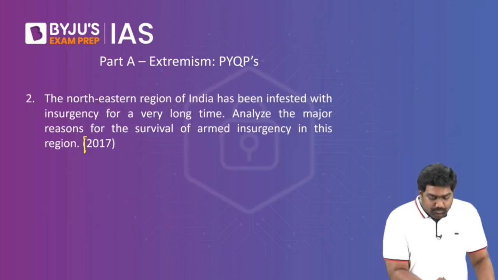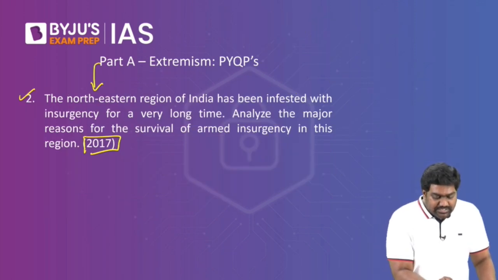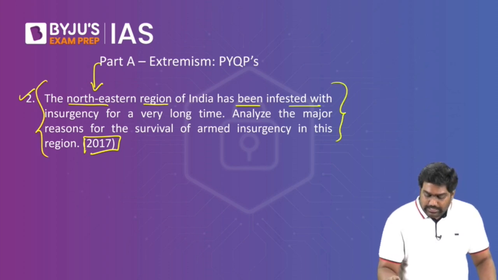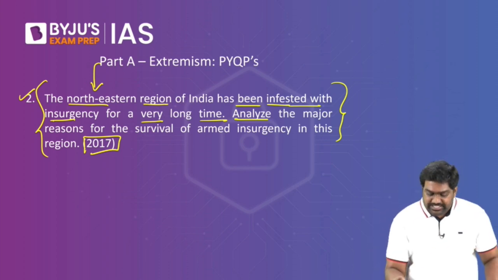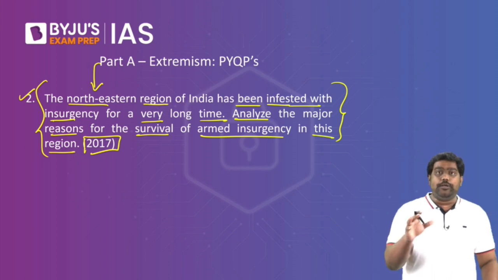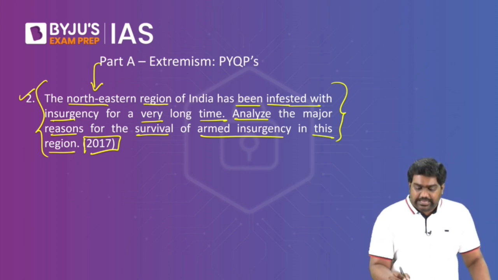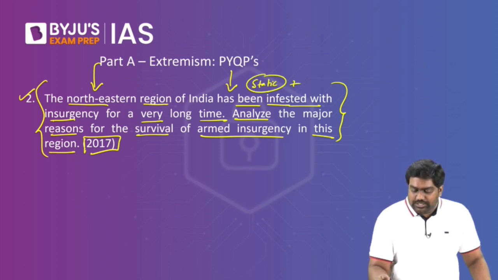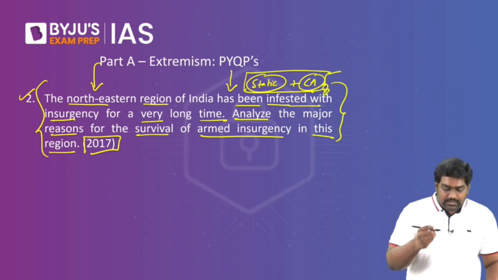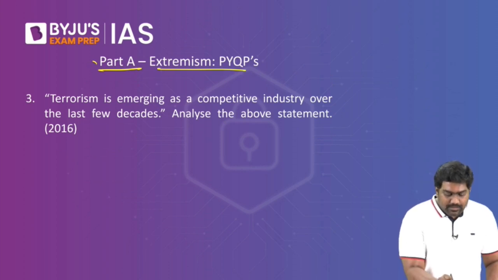Look at another question from 2017. This question dealt with insurgency in northeast of India, how the region at large has been affected by multiple insurgent movements. You had to analyze the reasons for the survival of armed insurgency for such a long period in northeast of India. Again, to answer this question, you need your background, you need your static knowledge, along with current affairs, along with the current situation in the northeast of India. Let me show you two more questions here.